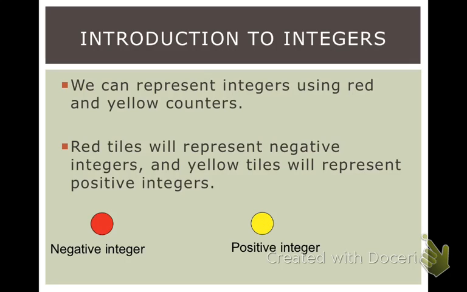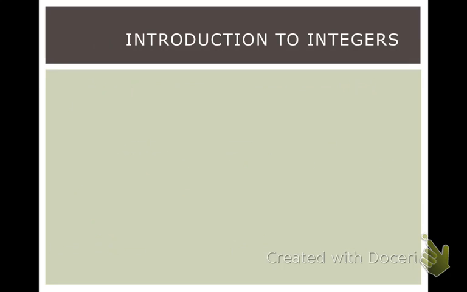So if I had 3 red counters on the screen, that would be 3 negatives. That's -3. If I had 7 yellows on the screen, that would be 7 positives, +7. And we're going to determine the overall value or net worth of the integers that are on the screen. So let me just walk you through what we did yesterday.